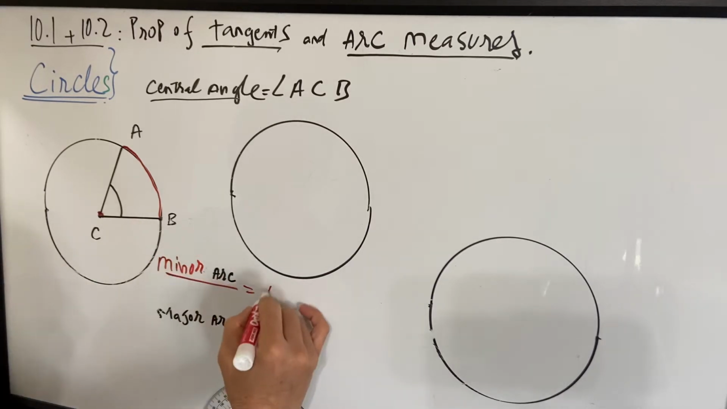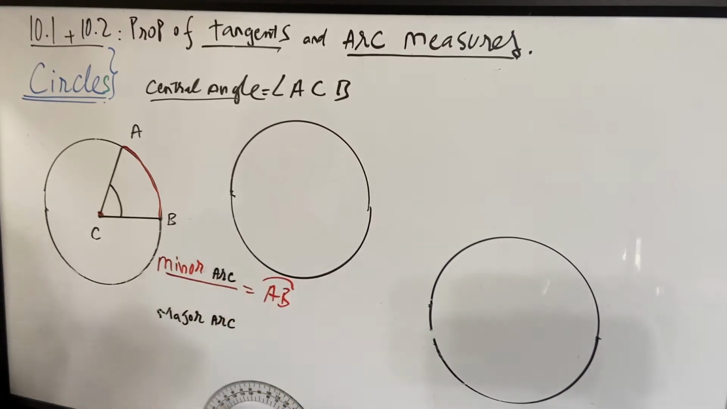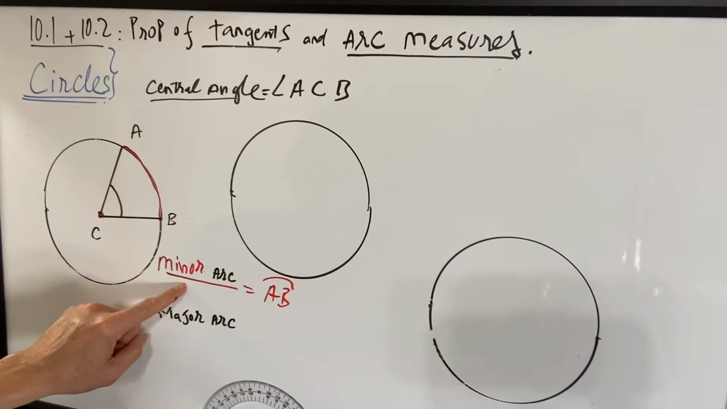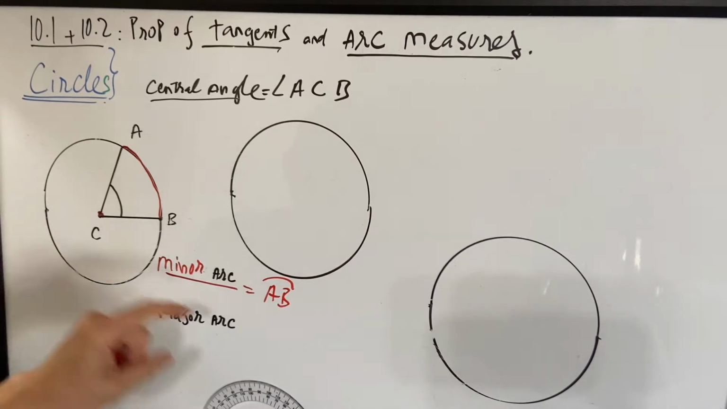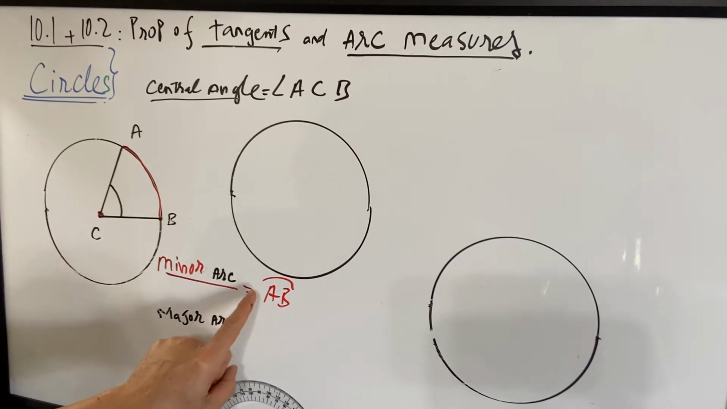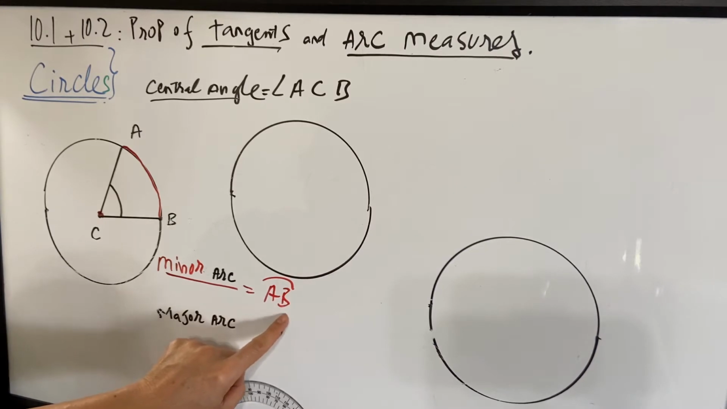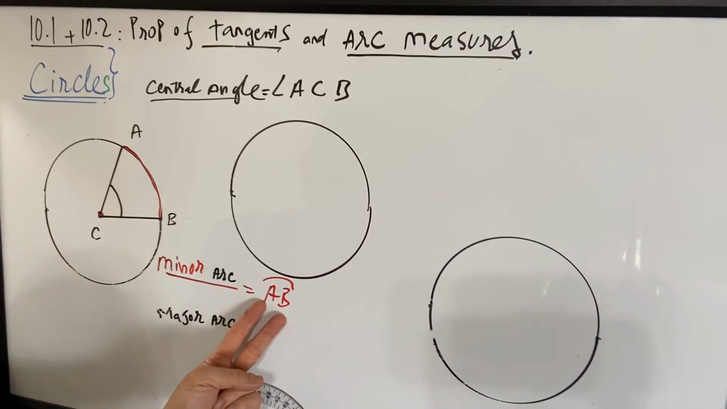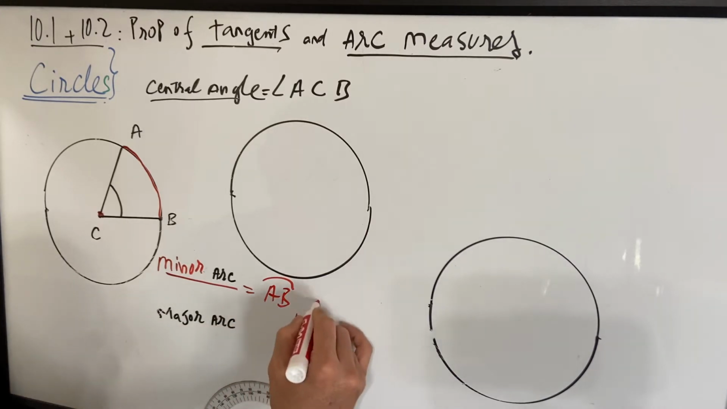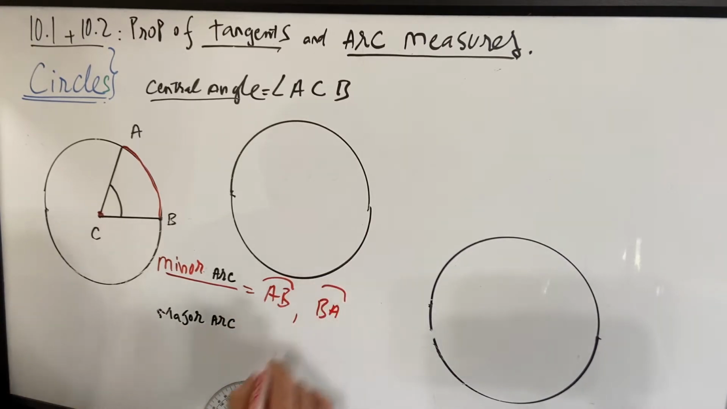So arc AB. Minor arc by definition is less than 180 degrees, and this is the notation, like a curve above A and B. Only 2 letters are applied for a minor arc. Or you can say, Mr. Chang, what about BA? Same thing too, AB or BA.